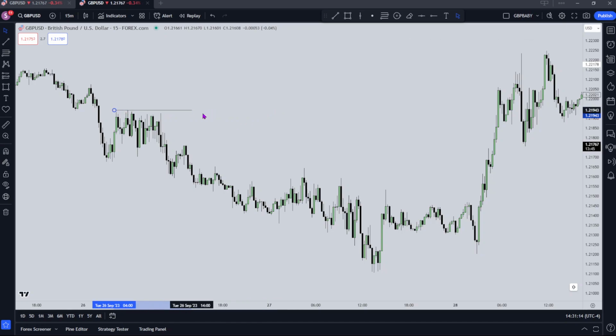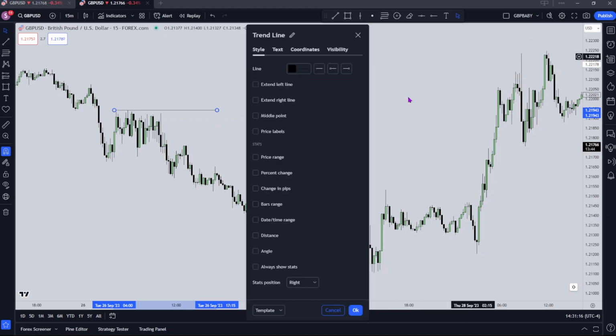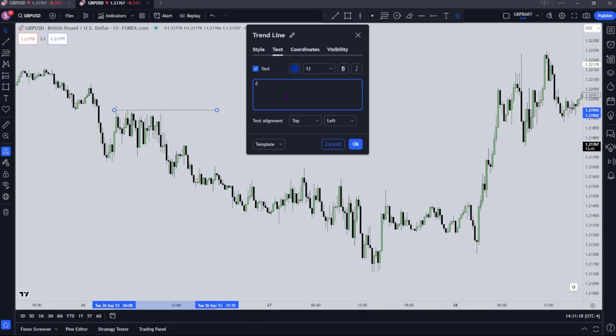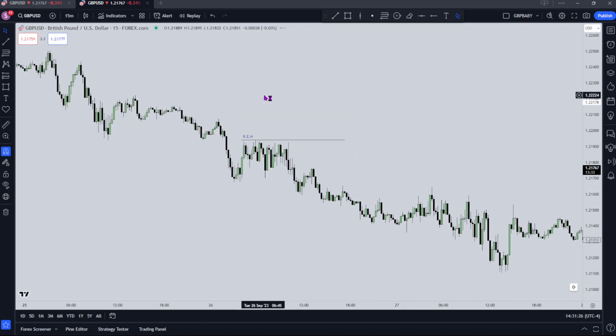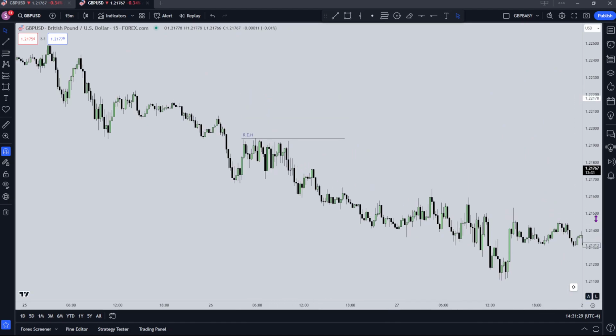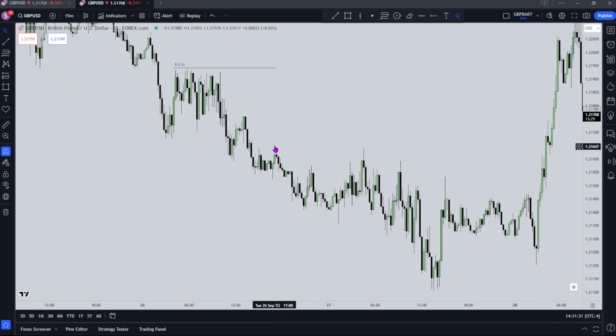So I'm going to mark out a line, and I'm going to write REH, just for relative equal highs. And remember, this is just an exercise that you can do to train your eyes. Where else do we see relative equal highs? Let's have a look. So even these highs, this swing high and this swing high, those two are relatively equal.